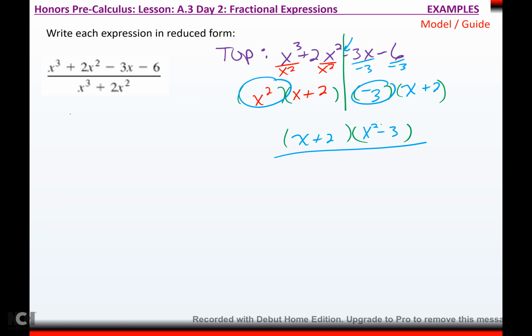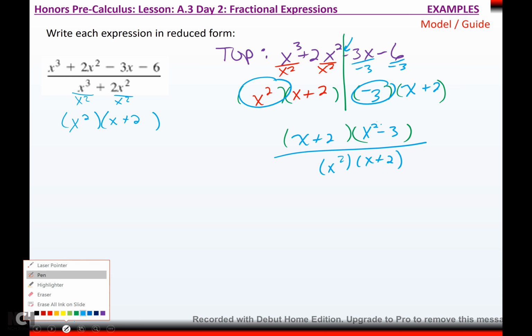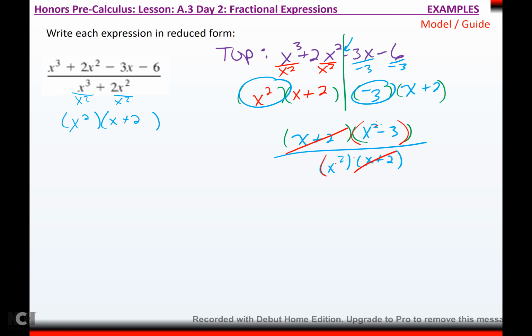On bottom, there's 2 terms. The only thing I can do is GCF times what's left. And they have an x squared in common. If I factor out an x squared, that's going to leave x plus 2. So on bottom, I have an x squared and an x plus 2. Okay, and now you look for like factors on top and bottom. The x plus 2's cancel. And do not cancel the x squareds. This is part of a binomial. This is a monomial. You can't cancel pieces of one with a piece of another. So that would be as simplified as I can get.